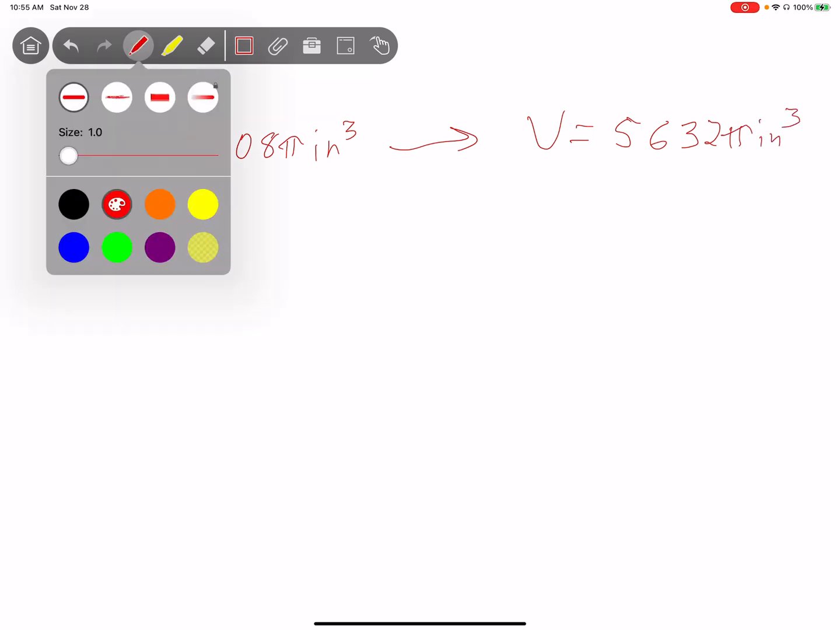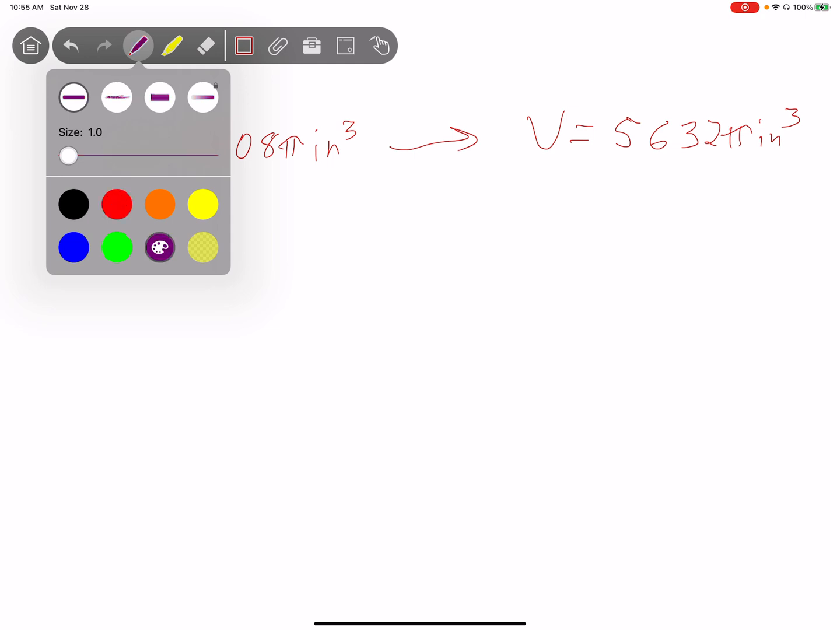So again, we're going from a volume of 19,008 pi inches cubed, and we're trying to figure out what we're multiplying that by, or what the scale factor is, to get a volume of 5,632 pi inches cubed. So remember, if we're going from A to B, we have to divide B by A.